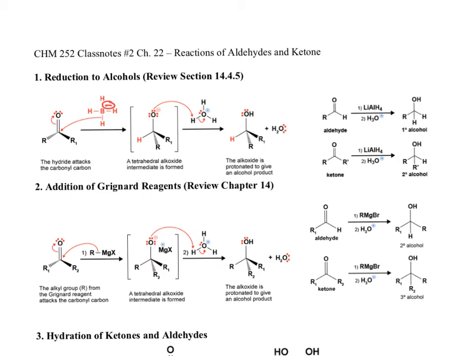You ask yourself, do I have any good leaving groups? And if you do, you let them leave. And you keep adding things. If you don't, you go to the next step, which is protonation, right? So in basic conditions, addition, then protonation, right? Addition, tetrahedral intermediate, no good leaving groups, protonation, alcohol. Grignard, negatively charged carbon, addition, tetrahedral intermediate, no good leaving groups, protonation, alcohol, right? And you can see the different ones you make.